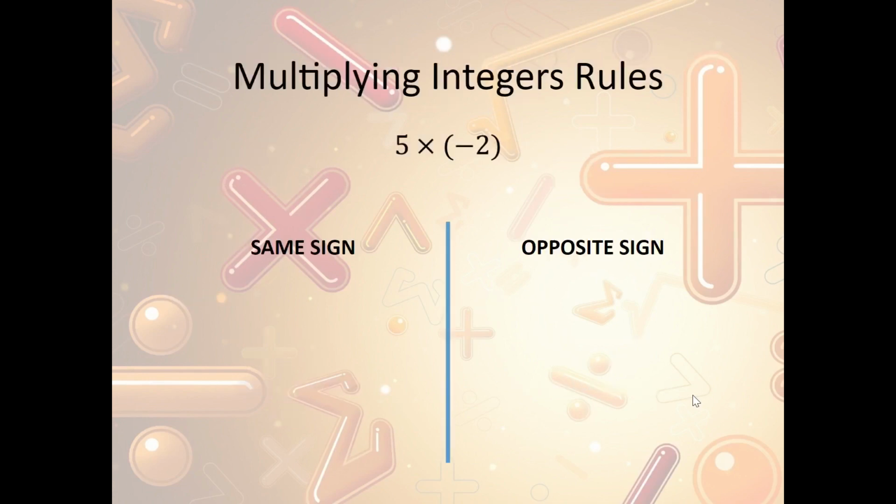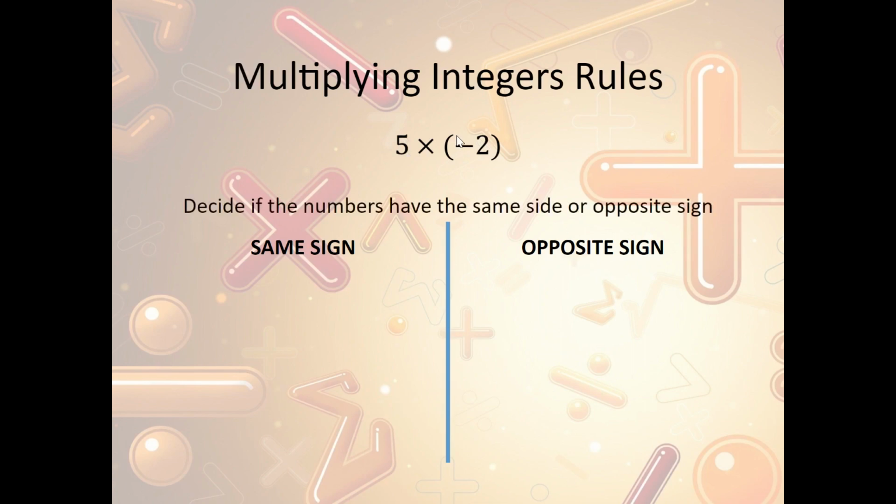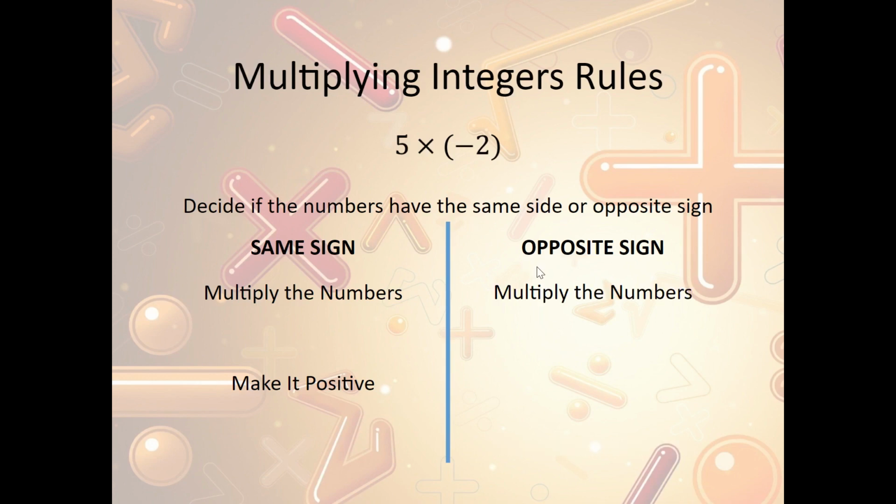Now let's look at multiplying integers. So we have 5 times -2. This is an example of multiplying integers. First thing we need to determine is, do they have the same sign or opposite sign? If they have the same sign, we multiply the numbers and make it positive. If it has opposite signs, we multiply the number still, and then we make it negative.